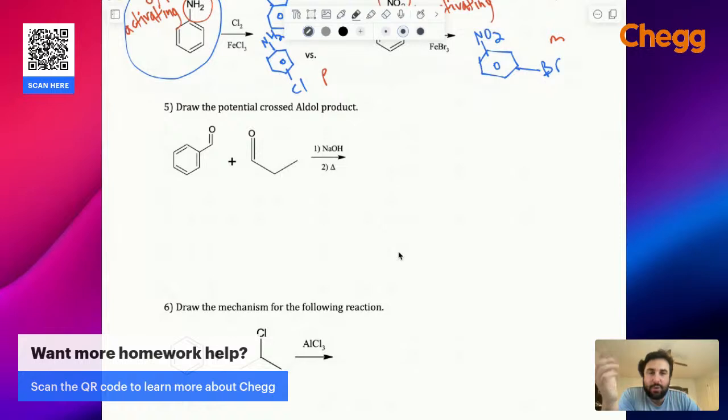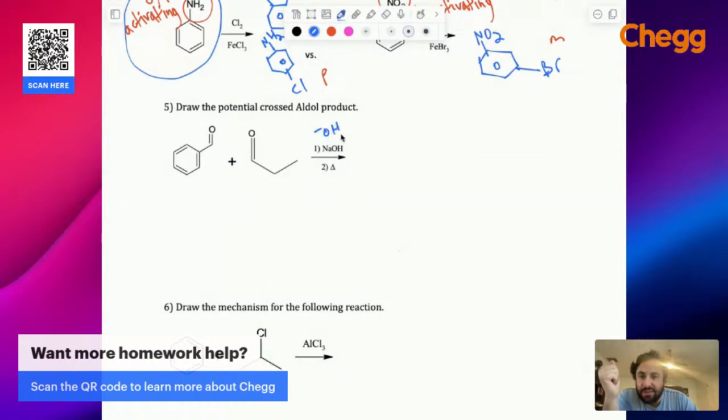Sometimes when you have two carbonyl containing compounds, like say an aldehyde and a ketone, there are two potential crossed aldol products. You can have the aldehyde attacking the ketone, and you can have the ketone attacking the aldehyde. Here we've got two aldehydes, but there's only one potential crossed aldol product. Why is that? Let's see if we can figure out why. So we've got sodium hydroxide.